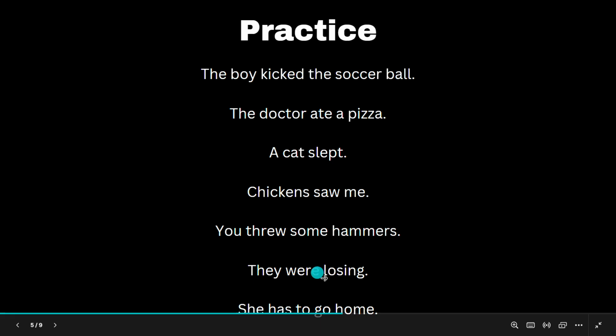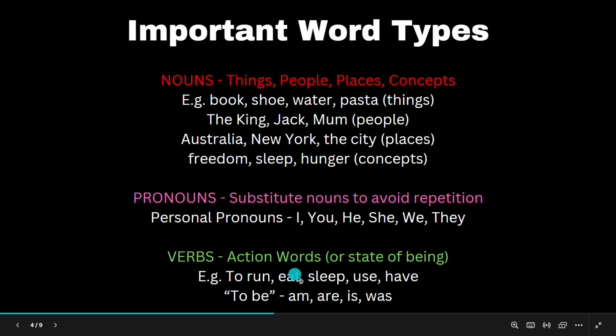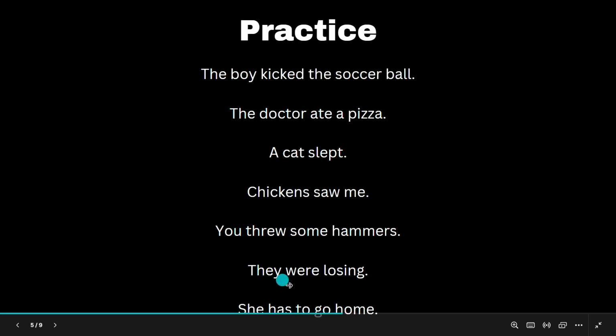So they were losing, were is the verb, and then losing is also a verb technically, because to lose would be a verb. You're doing something. Win, lose, those are verbs. So were losing is actually two verbs together. And then she has to go home. A little bit of a difficult one. She is pretty straightforward. That's obviously a pronoun.